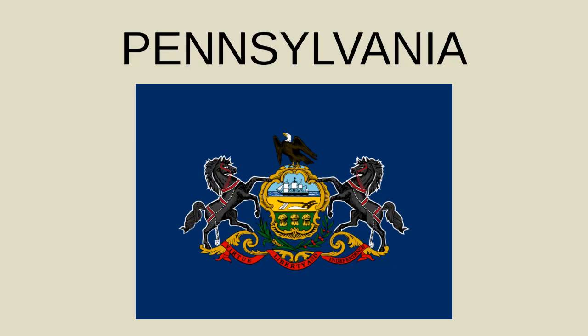The eagle symbolizes the union as well as freedom. The corn represents fertility, and the olive represents peace. The red banner at the bottom says virtue, liberty, and independence, and is the state motto.